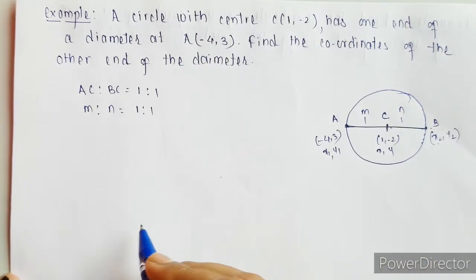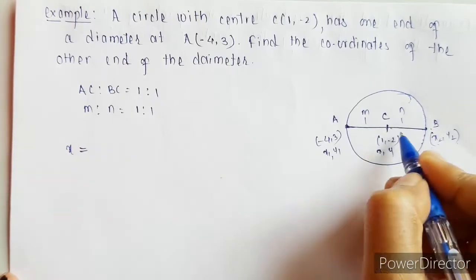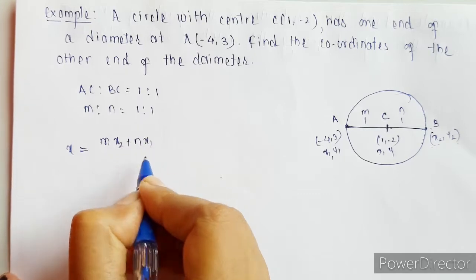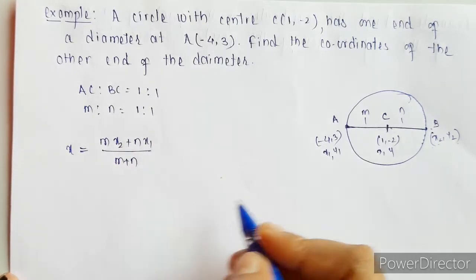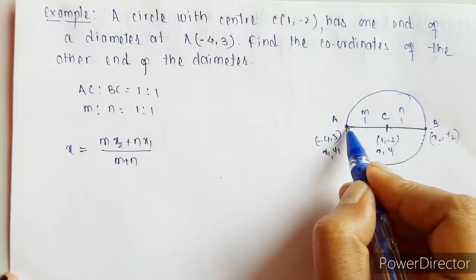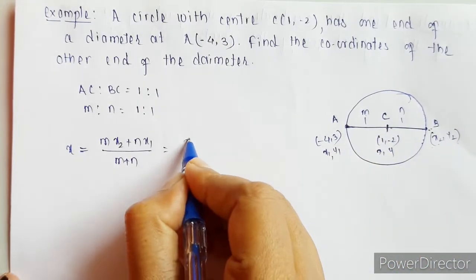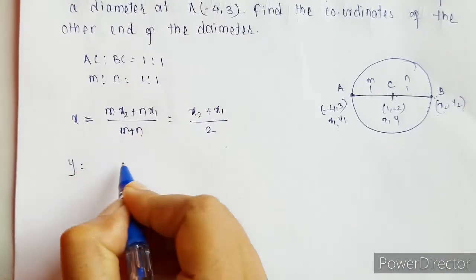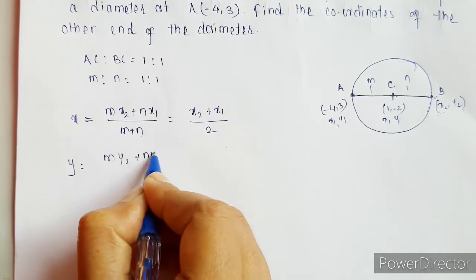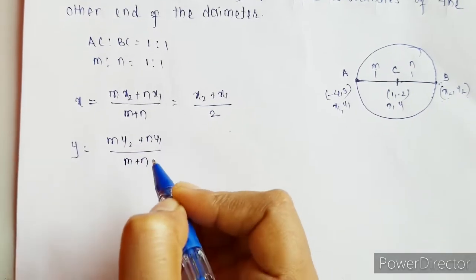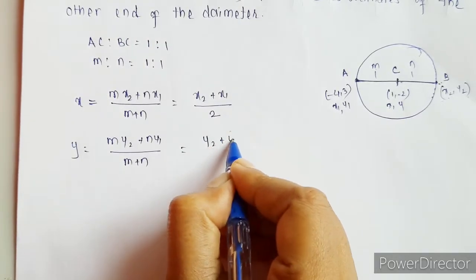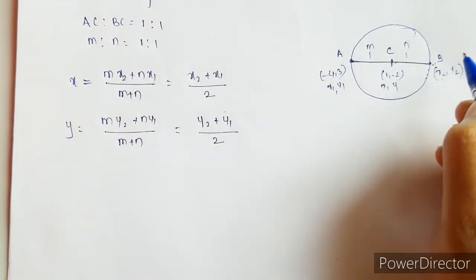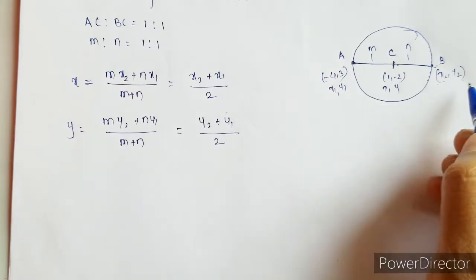And from section formula we know that the formula for finding this midpoint or this point x is m times x2 plus n times x1 upon m plus n. Now in this case m is 1, n is also 1. Since this distance is the same, we can write this as x2 plus x1 upon 2. Similarly, the formula for finding y is m y2 plus n y1 upon m plus n. But again m and n are 1, so we can write this as y2 plus y1 upon 2. But we need to find x2, y2, and we know x and y, so we can find x2, y2.